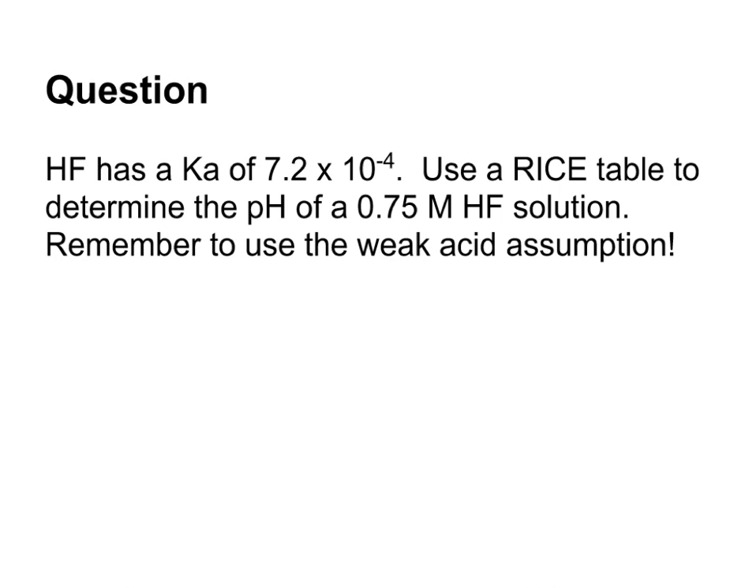Your question for this section: HF has a Ka of 7.2 times 10 to the negative fourth. Use a RICE table to determine the pH of a 0.75 molar HF solution. Remember to use the weak acid assumption.